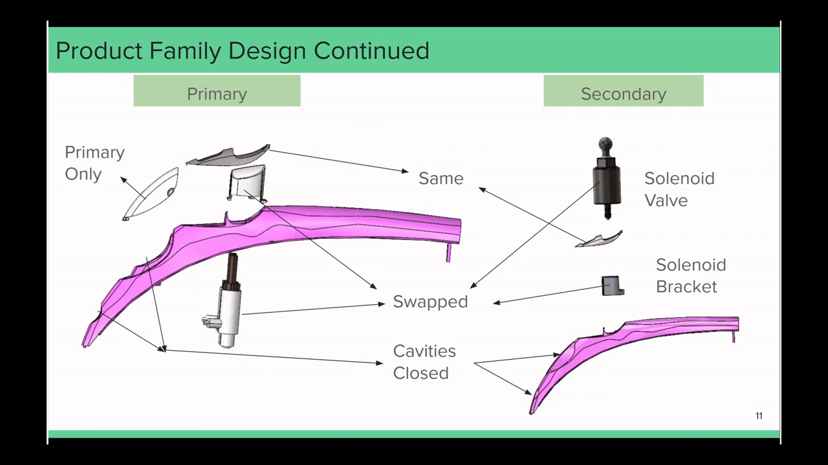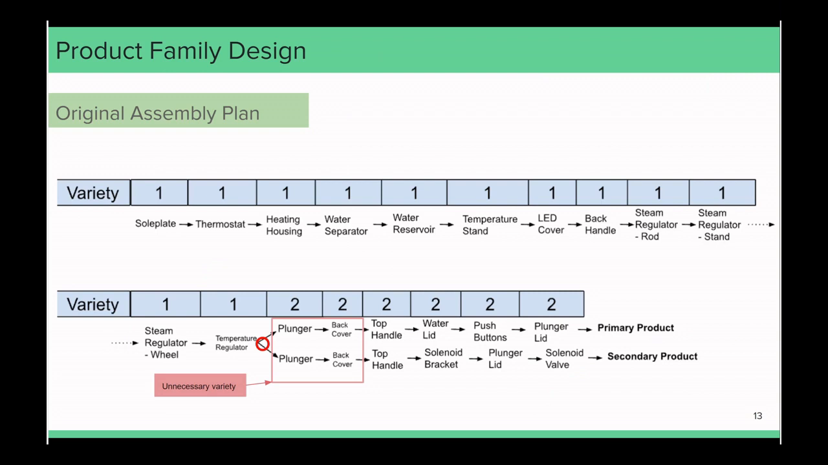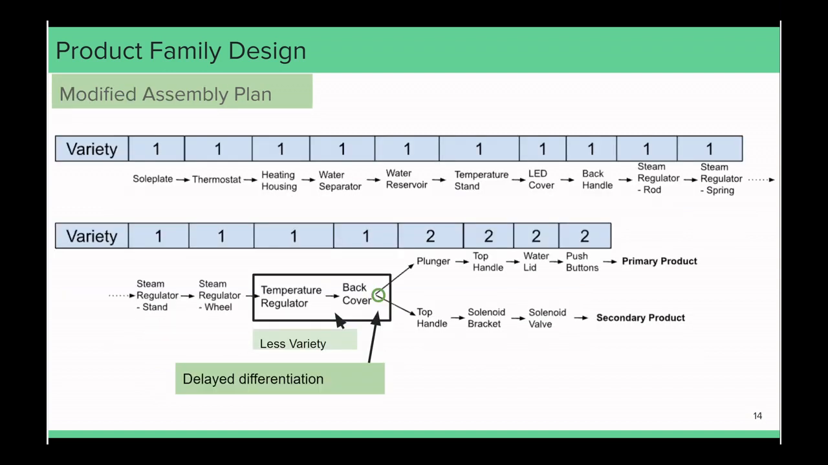The plunger and push buttons are replaced with a solenoid valve to accurately send the water. The top handle is changed to fill in any unnecessary cavity. All the connection points are kept the same from the primary version. This is our original assembly plan, which has unnecessary variety. We update the assembly plan so that the differentiation happens later.